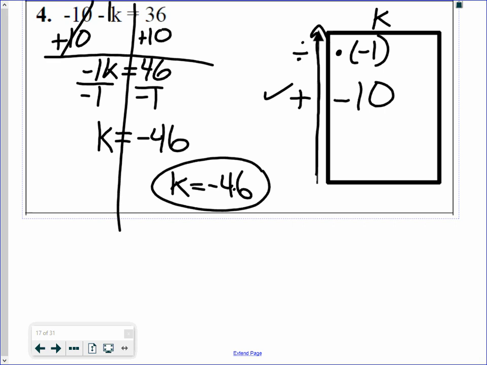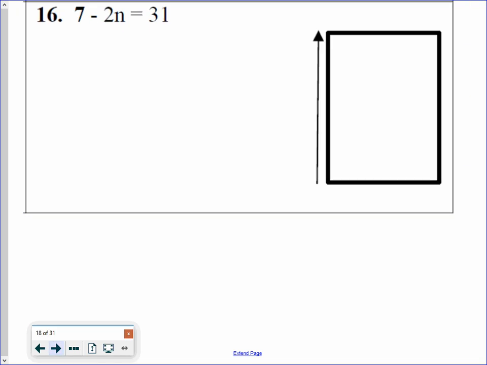Again, just kind of weird with that minus x there, that minus k there, and we just had to put that 1 up here, and it worked out just fine. So next one, let's do it. Number 16.